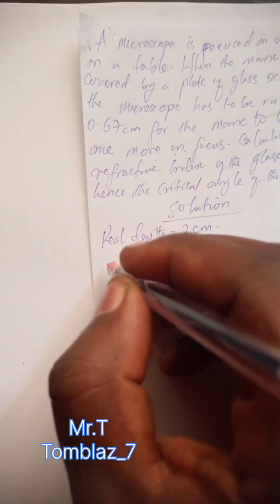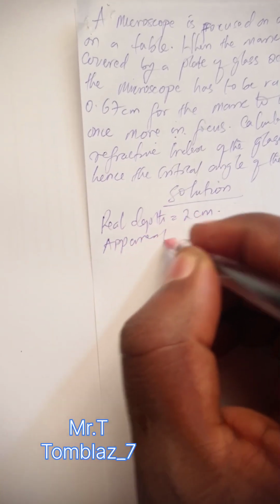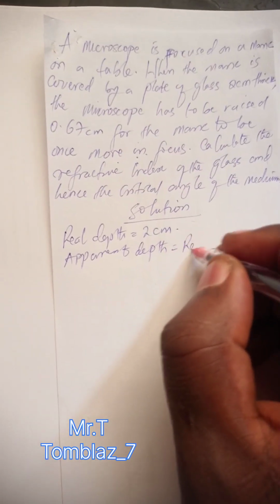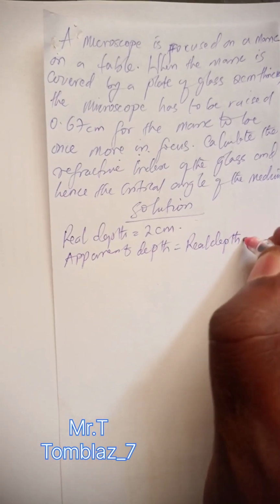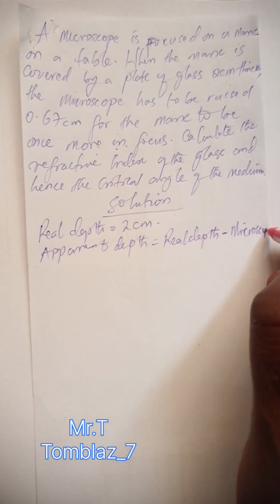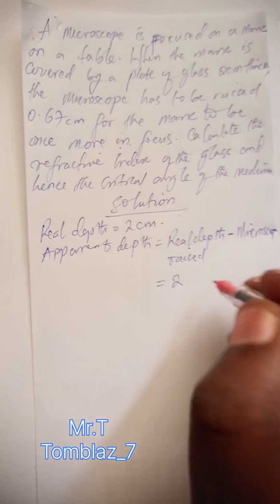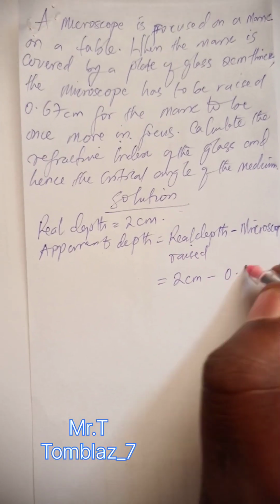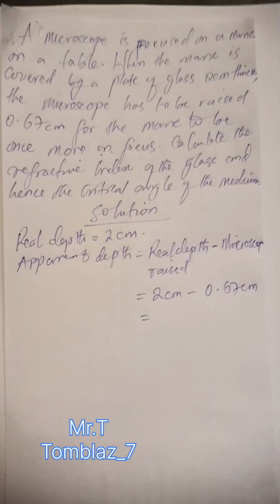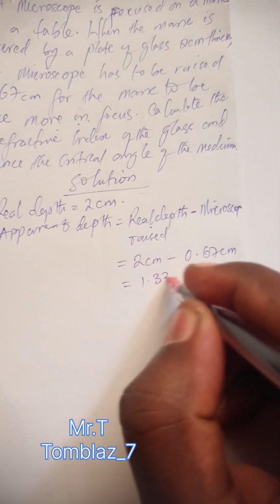So the microscope is raised, right? So we can now talk about apparent depth. Apparent depth would now be the real depth minus that microscope distance that is raised. So it's going to be 2 centimeters minus 0.67 centimeters, right? So we're going to be having what? 2 minus 0.67, that gives you 1.33.